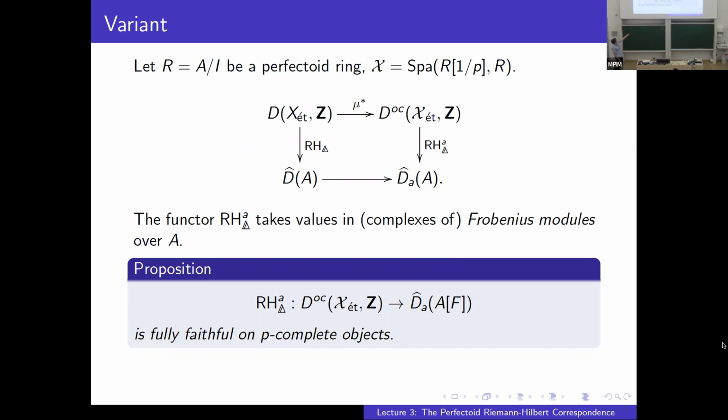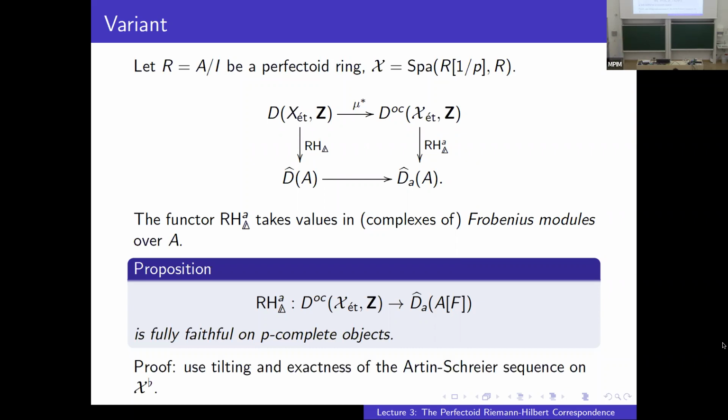And the proof of that is relatively formal if you give yourself the entire apparatus of the theory of perfectoid spaces. That is, you reduce it to a question on the tilt, and on the tilt, it's just the exactness of the Artin-Schreier sequence.